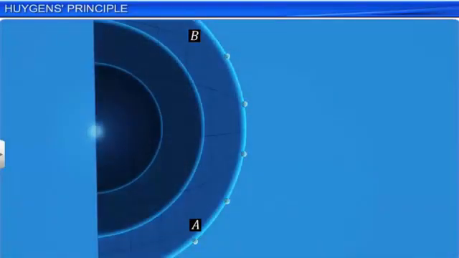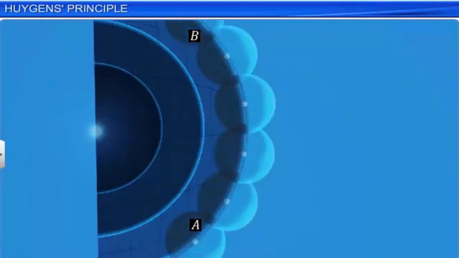The secondary wavelets must be directed backward as well as forward from the secondary point sources. If this were correct, we would get a surface such as A''B'' as a back wave. But experimental results do not show the presence of any such back wave.